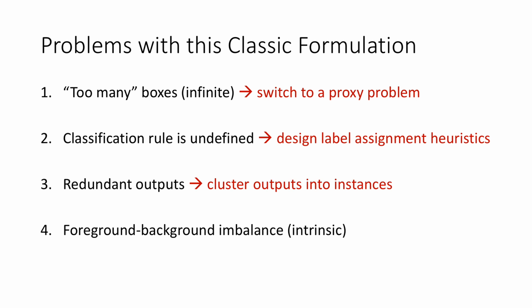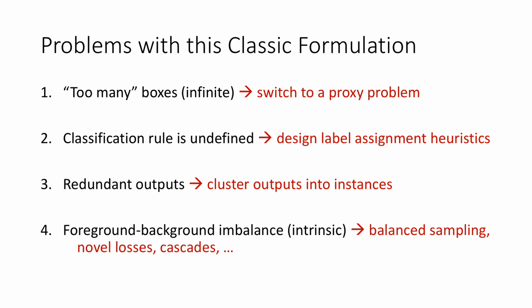Finally, there is a fourth problem, which is more intrinsic and not a direct consequence of the first 3. This is the challenge of training a classifier on heavily imbalanced data. In the case of object detection, the number of foreground boxes is typically small, while the number of background boxes is very large. This challenge has led to the design of various solutions.